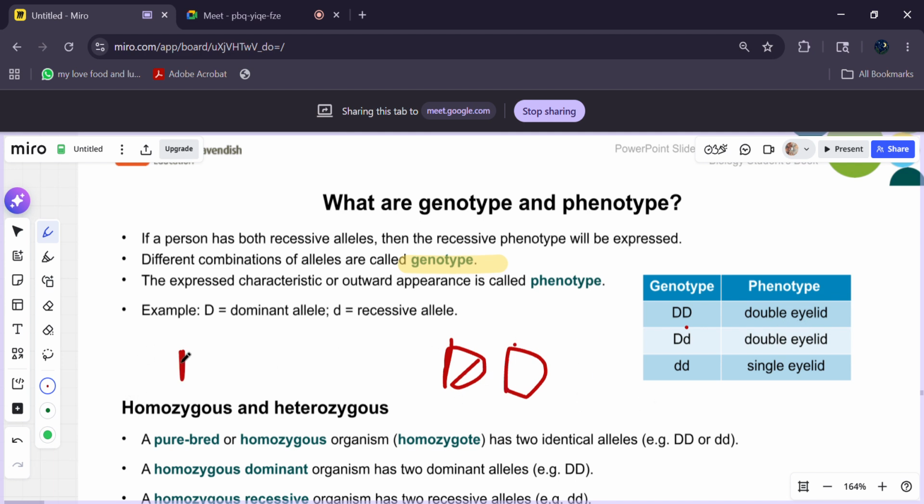And in the uppercase D and lowercase d, the double eyelid is still expressed. Why? Because the double eyelid is the dominant eyelid. So in the eyelid, the dominant one is always the one that gets expressed. It's not the single eyelid. It's only when both alleles are recessive that you can say the single eyelid is expressed. But if there's a dominant allele in the genotype, then the dominant is always expressed.